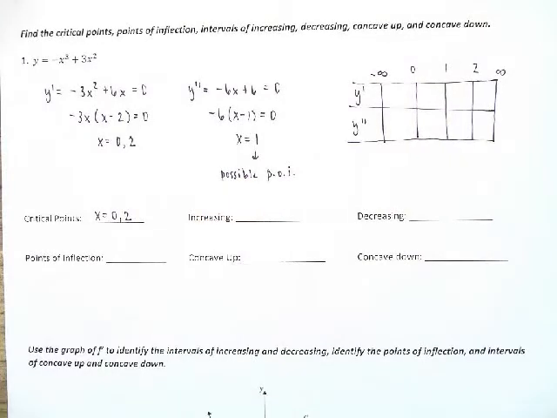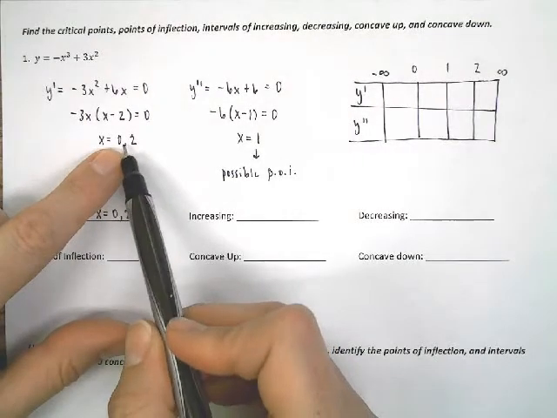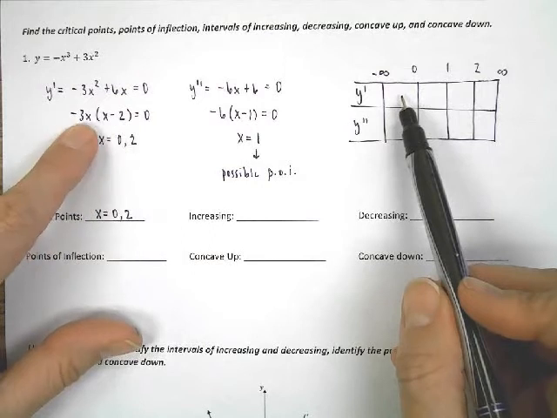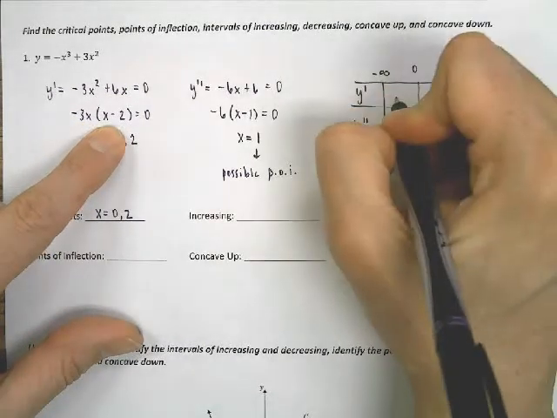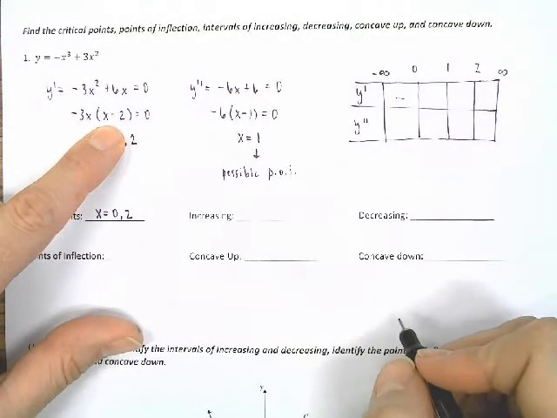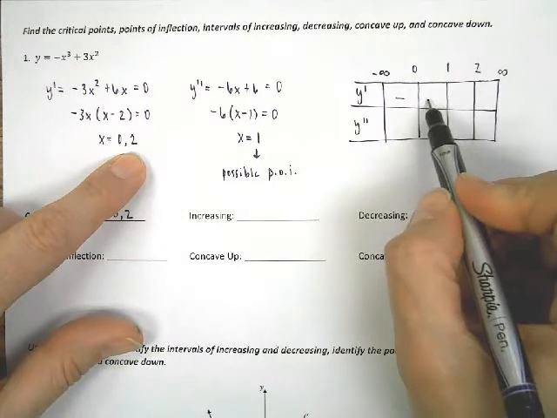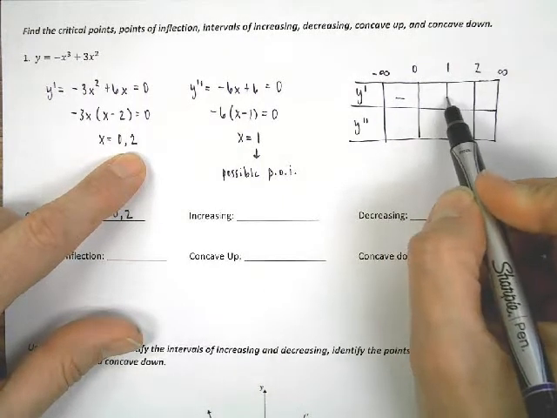If I plug that in, I'm going to have a positive times a negative, so I'll have a negative value here. Now, my next critical point is 2, so I only need to test one point in between 0 and 2. So 1 seems like a good point in between. If I plug in a 1, I have a negative times a negative. That's going to be positive. So I'm going to be positive everywhere between 0 and 2. That's why I can fill in both of those boxes.